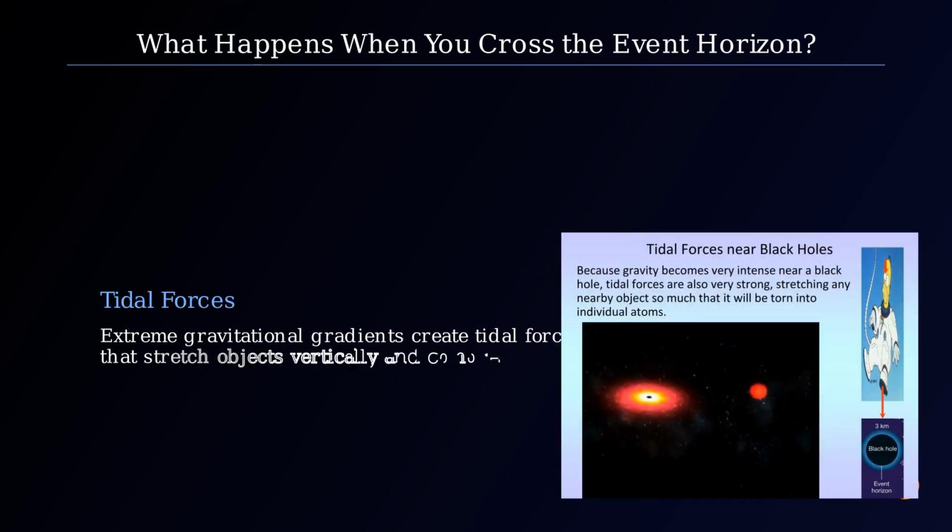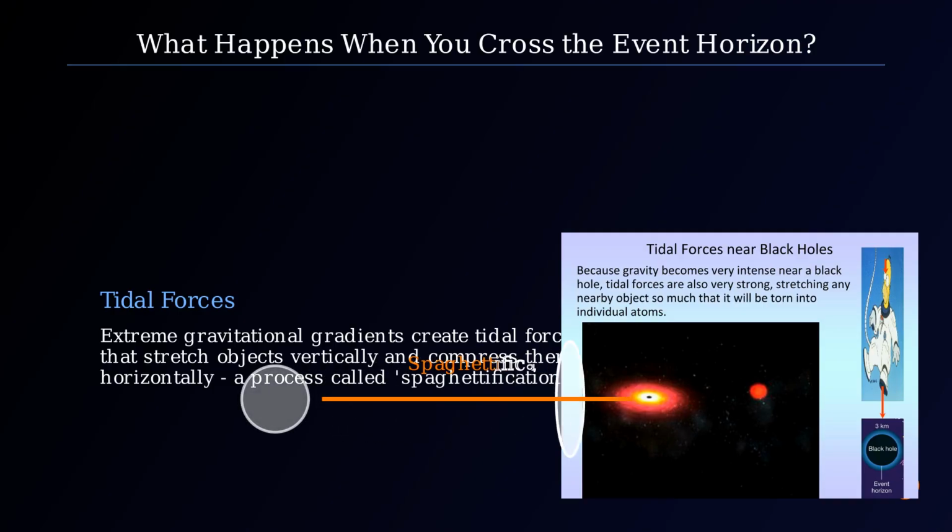As you approach and cross the event horizon, tidal forces become extreme. These forces are caused by differences in gravitational pull across an object. This results in a process often called spaghettification, where you would be stretched vertically and compressed horizontally.